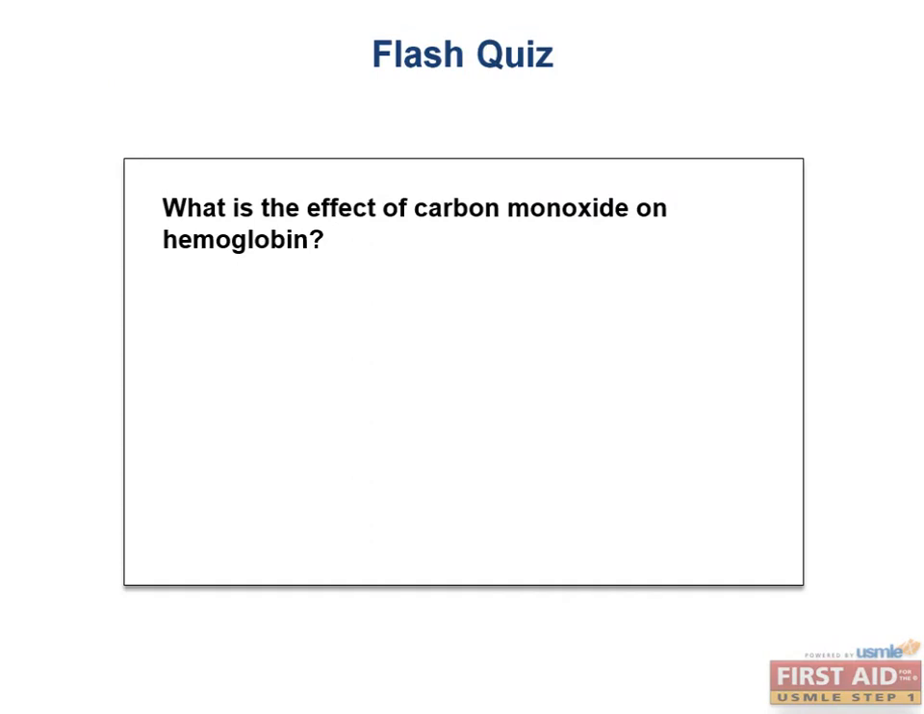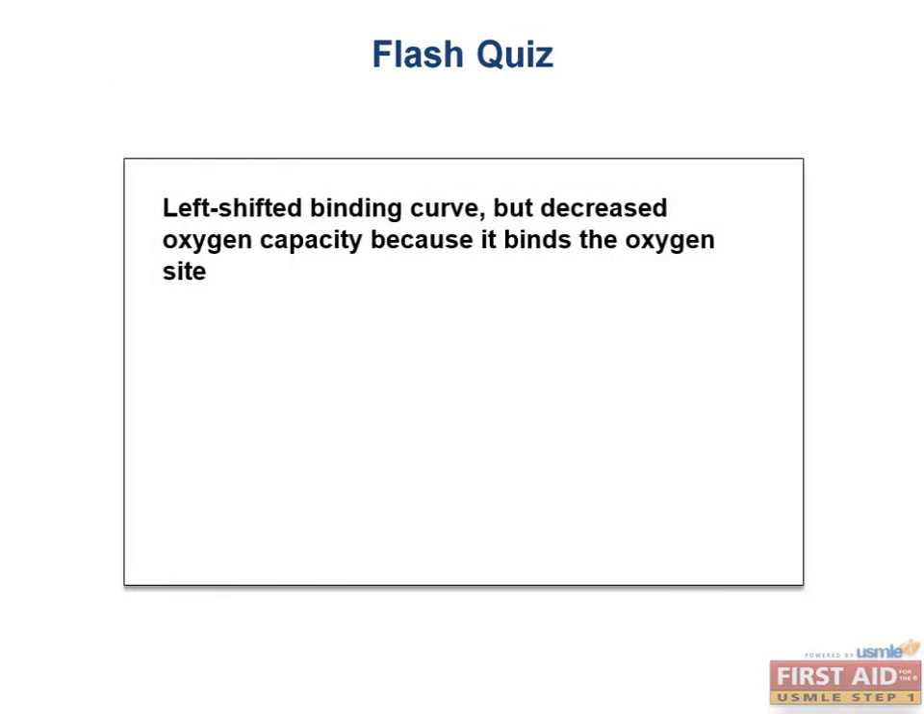Let's have a flash quiz. What is the effect of carbon monoxide on hemoglobin? A left-shifted binding curve, but decreased oxygen capacity because it binds to the oxygen site.